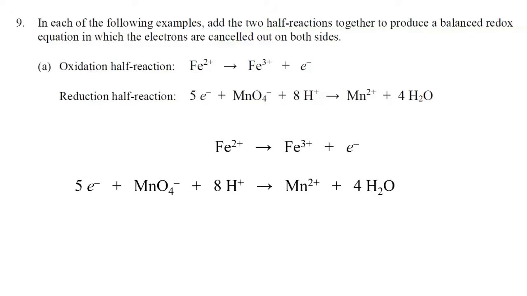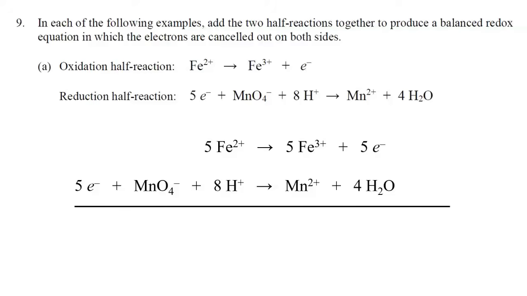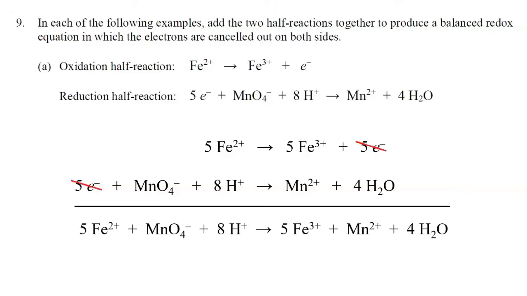So in part A, we have an oxidation half reaction that has 1 electron on the right, and we have a reduction half reaction with 5 electrons on the left. So let's multiply the oxidation half reaction by 5. And when we do this, now we can add the two half reactions together. So the electrons will cancel out on opposite sides. So 5 electrons on the left, 5 electrons on the right. And this should be our overall balanced equation.